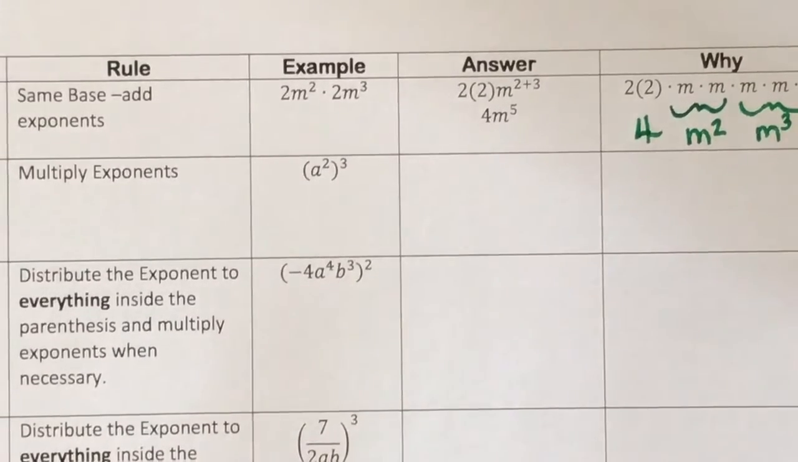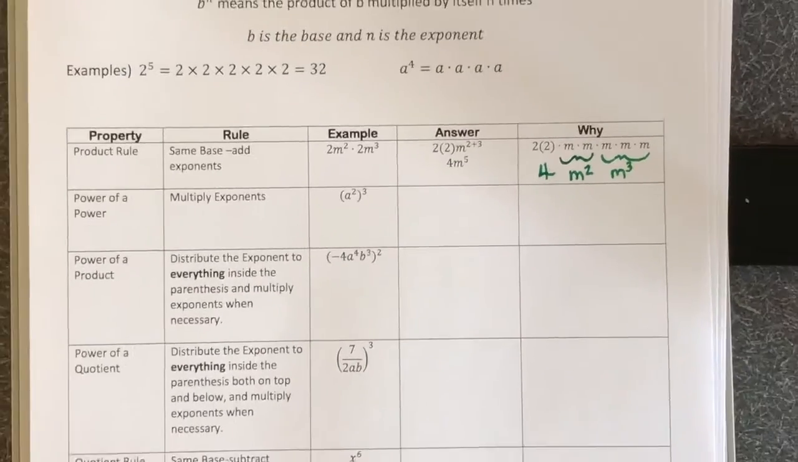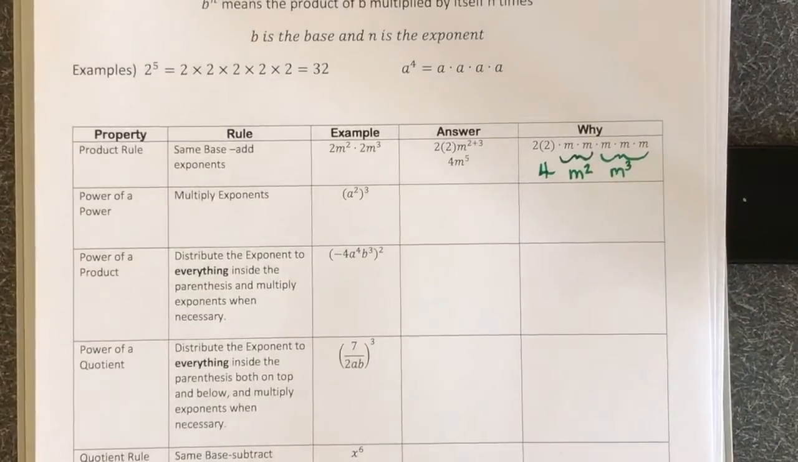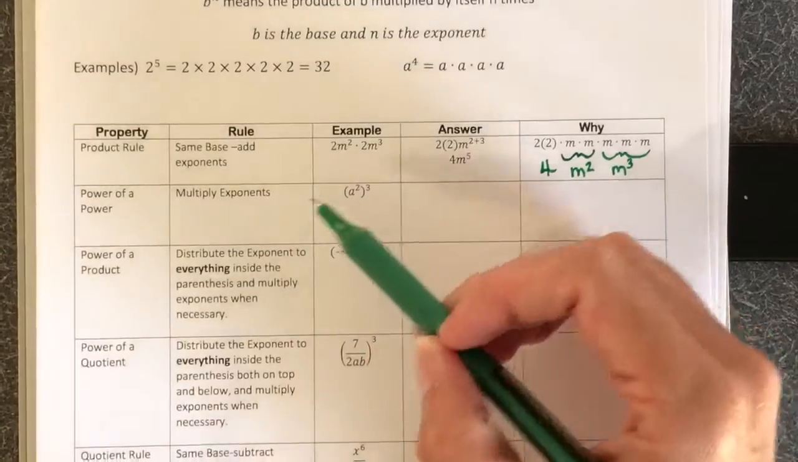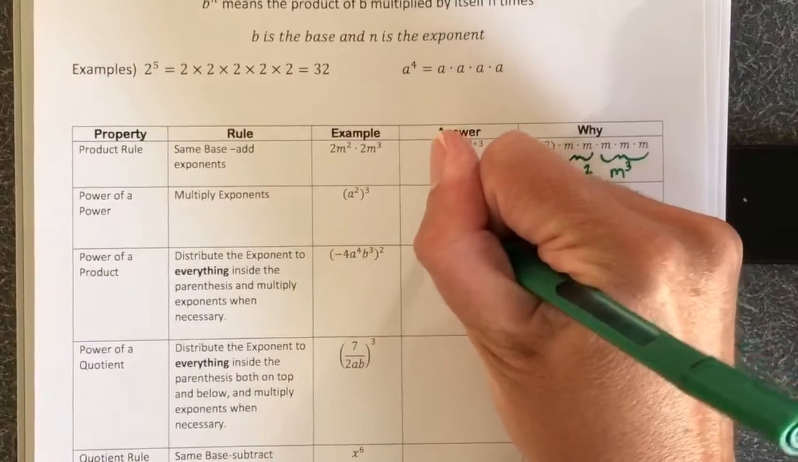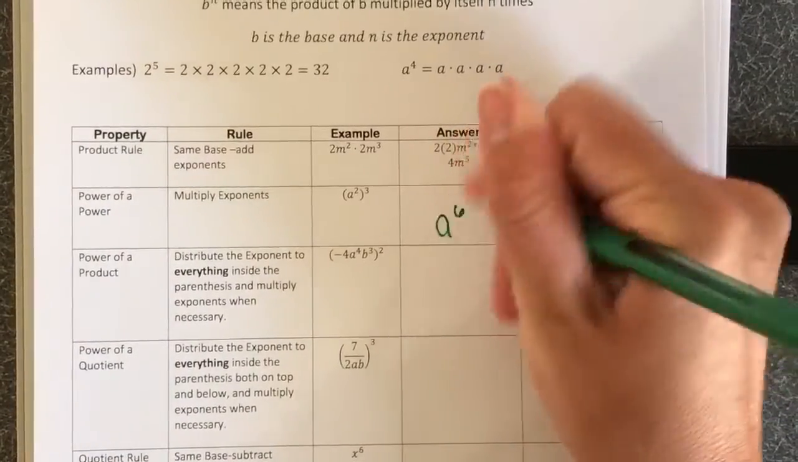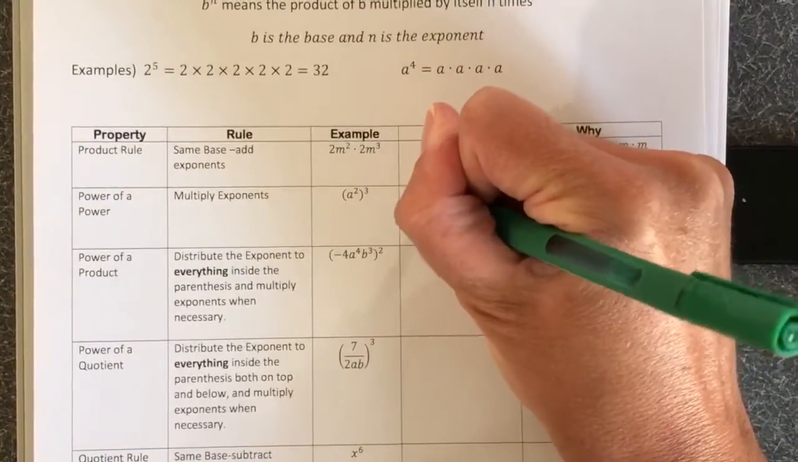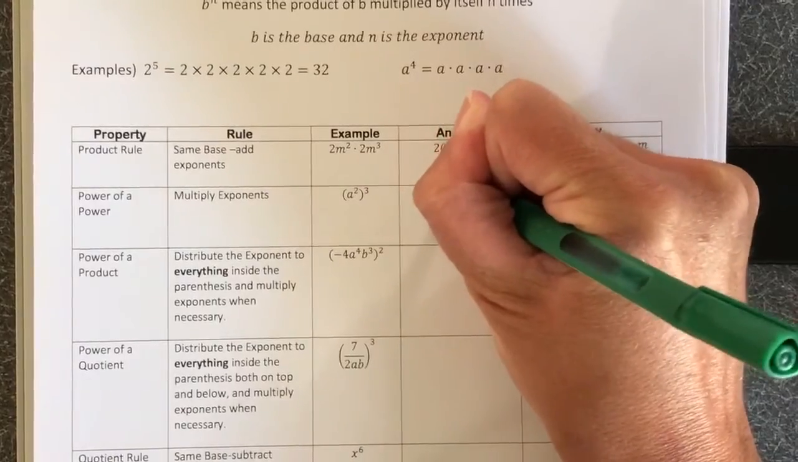This one, the next one, is your power to a power. If you remember, your power to a power says that you are allowed to multiply your exponents. So this becomes a to the 6 because it was a to the 2 times 3.